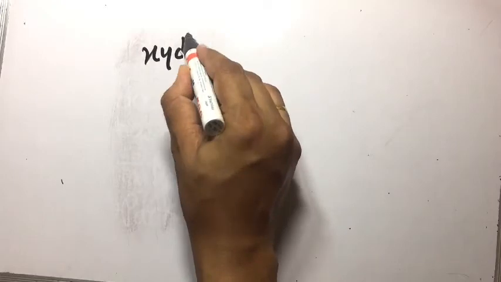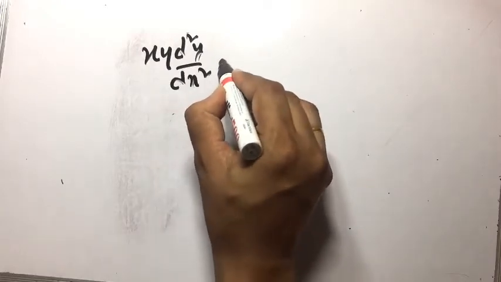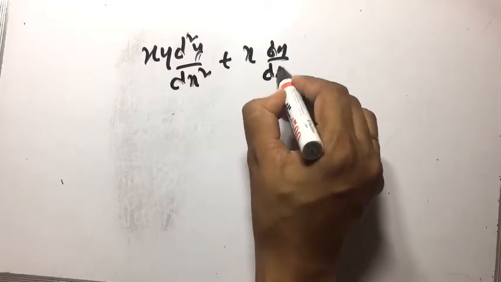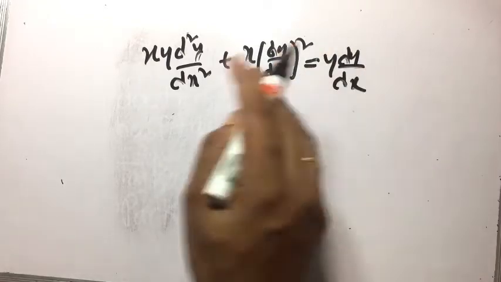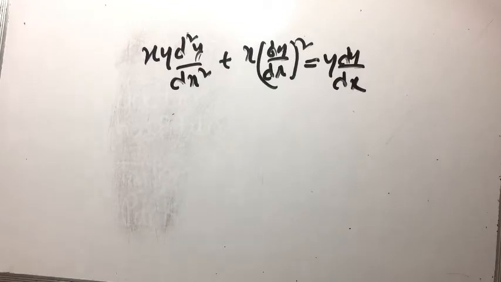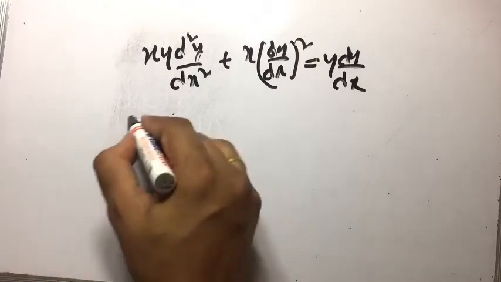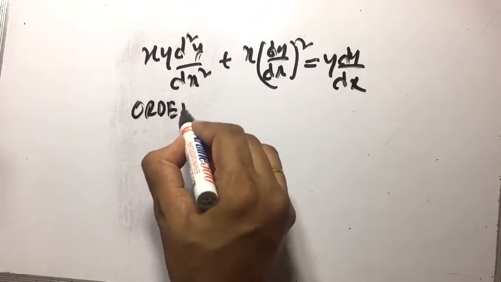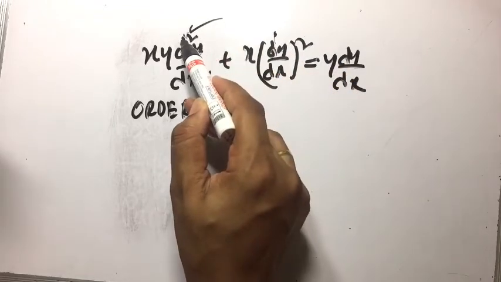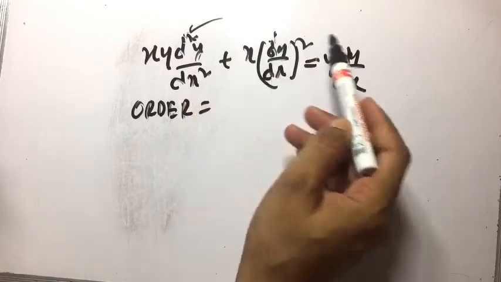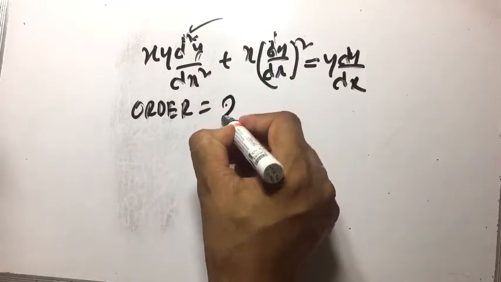Consider another example. Suppose this expression is given: x y d square y by dx square plus x dy by dx the whole square equal to y dy by dx. Suppose this problem is given in the question. Now we have to find out the order and degree. The order is again the max of d. Here d is 2, here d is 1, so 2, 1 and 1. So the order is 2.